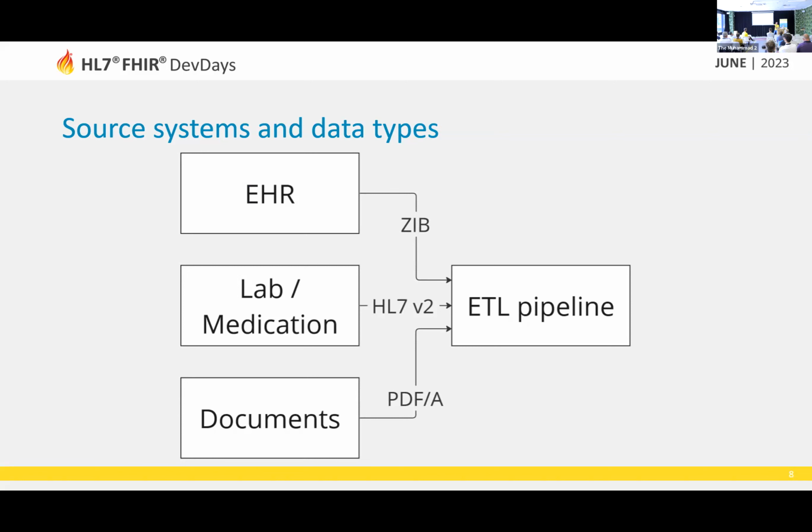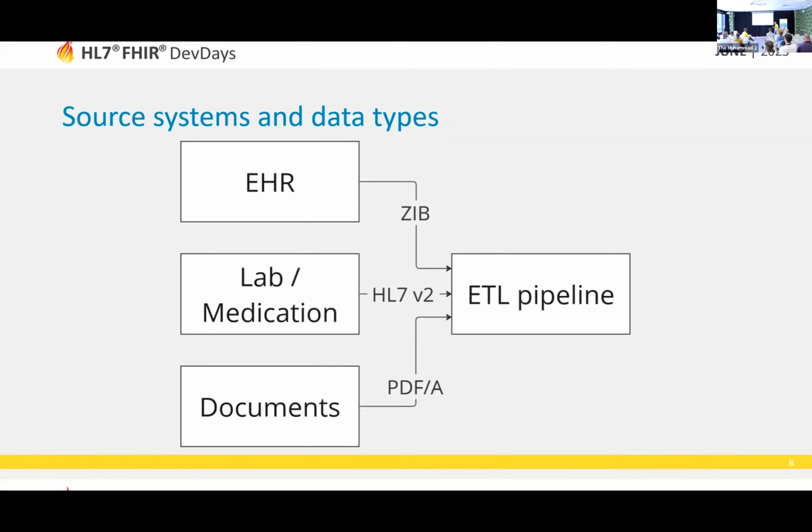The EHRs produce zips, die zorginformatiebouwstenen. They don't produce it as FHIR, they produce it as JSON, but they have already standardized their output to some extent based on these healthcare information models. And as we'll see, that helped quite a bit. We have lab systems, medication, they output HL7 v2, and we have documents in PDF or PDF-A that all get fed into this ETL pipeline.